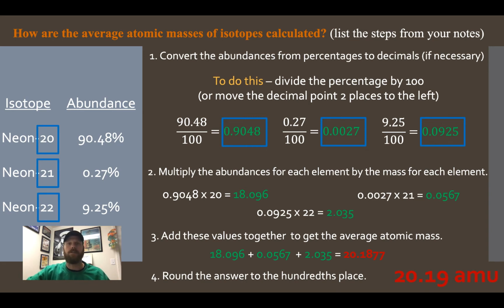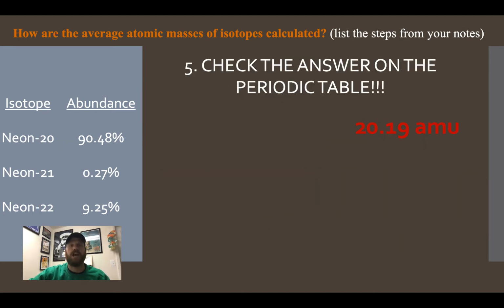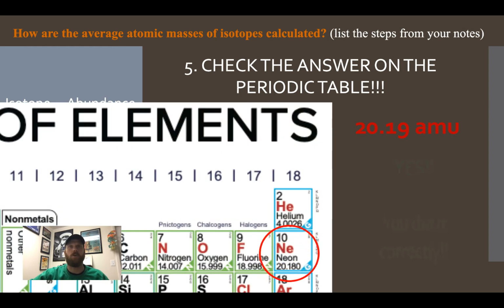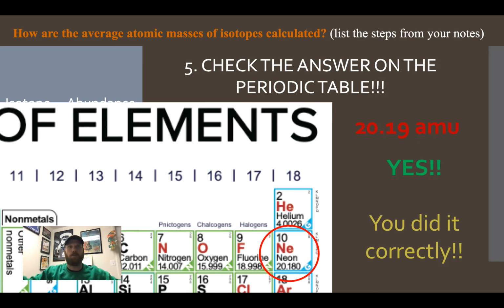I know you probably think you are done, but there is one more very important step. Check your answer on the periodic table. You have an advantage when doing average atomic mass problems. The answer is on the periodic table. Always check to make sure the answer you calculated is reasonable. We calculated an average atomic mass of 20.19. Looking at the periodic table, we can see that neon has an actual average atomic mass of 20.18. Yes! That is pretty darn close. We did the problem correctly.